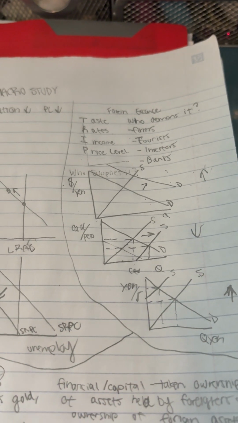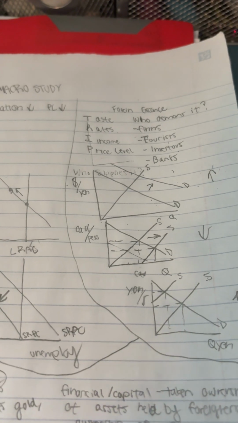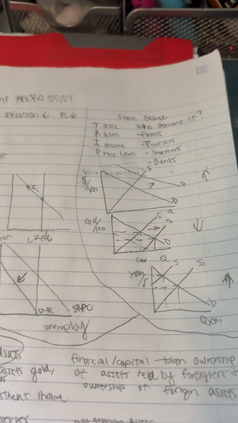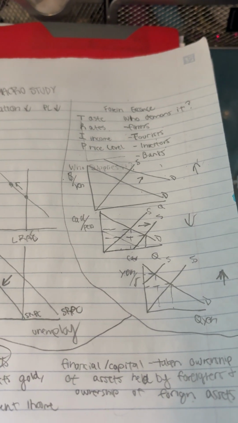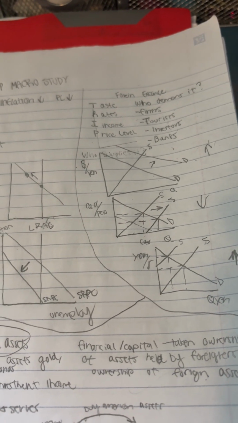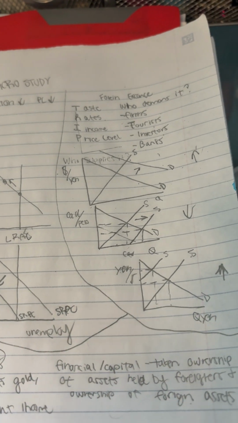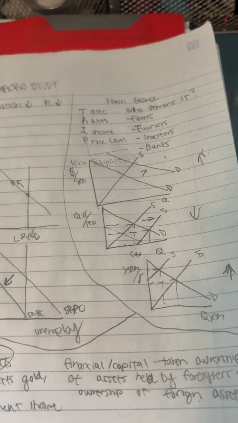Tourists, for example, can take their home currency, go to a different country, exchange it for the foreign currency, and then come back to their home country with that foreign currency. So they're demanding it at first when they go to the other country, and then they're supplying it back to their own country. So they're doing both. And then investors can do both, and banks do both too.